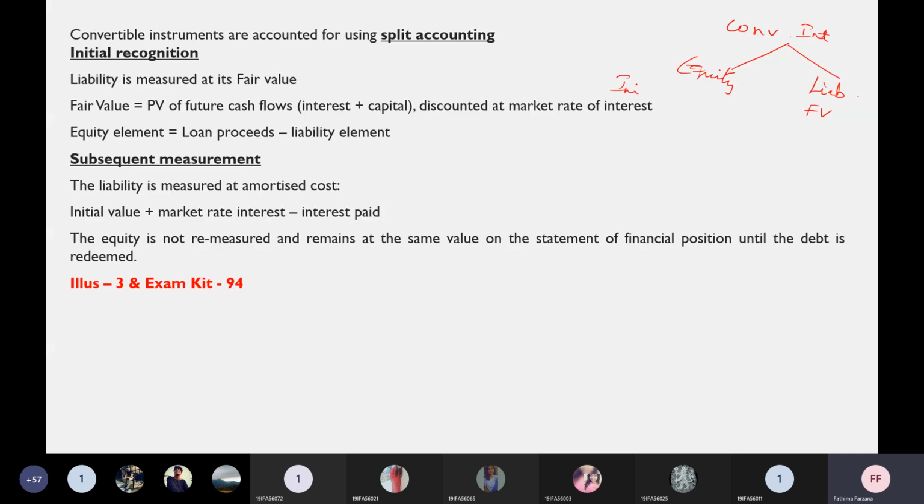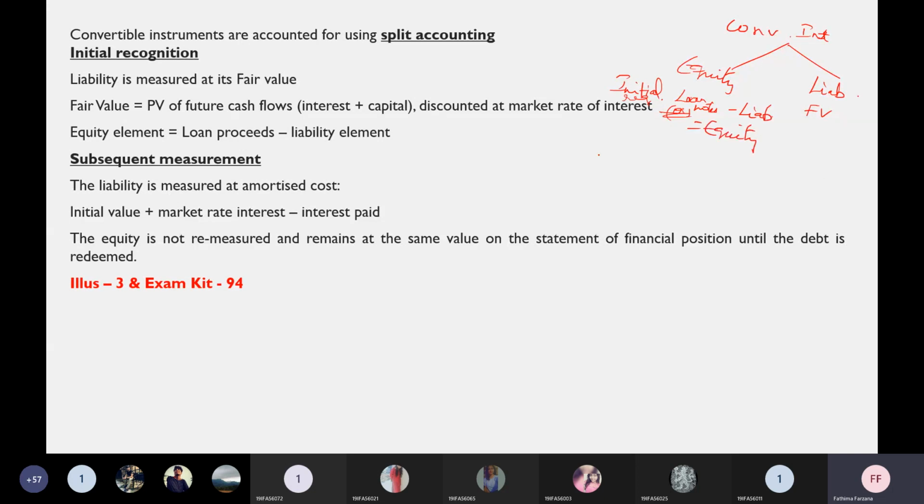Initial recognition will be like this: liability at fair value, and equity will be the equity element. How will we find out how much is the liability from the entire loan or entire instrument? Loan notes minus liability, that is equal to equity. That is your initial value.